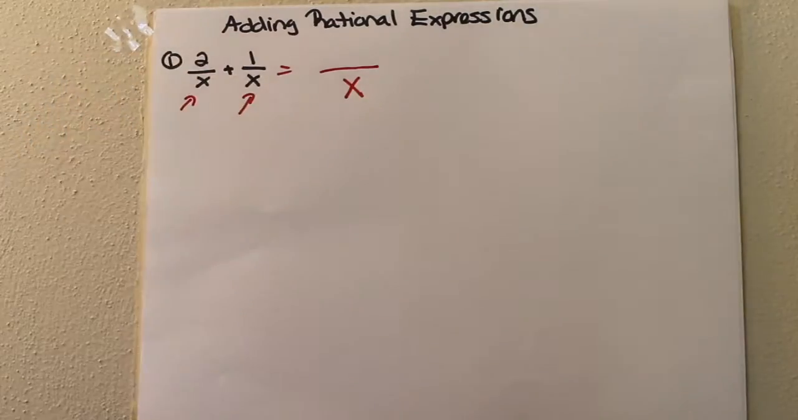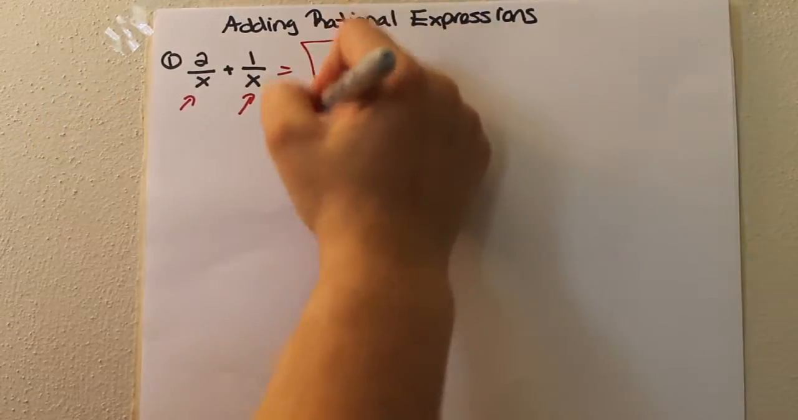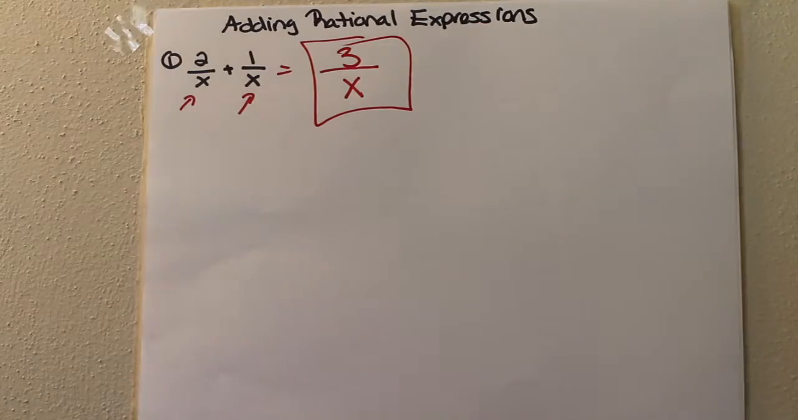And then I'm just going to add the numerators, which is 2 and 1. It gives me a 3. I cannot simplify or factor this in any way, so that would be my final answer.